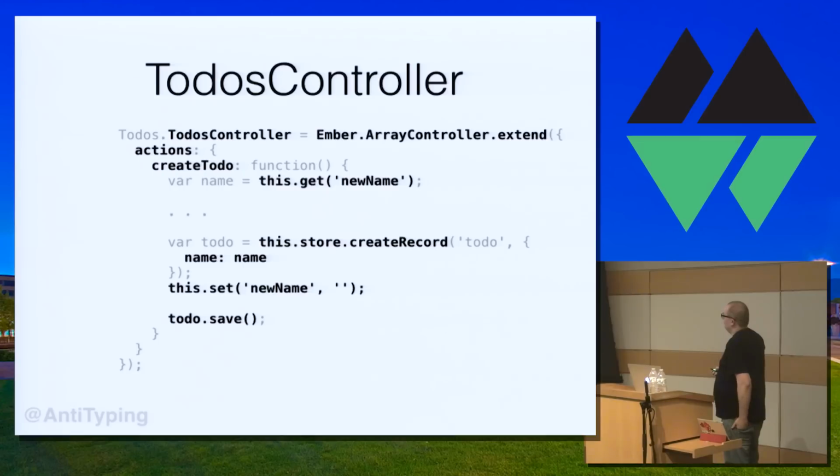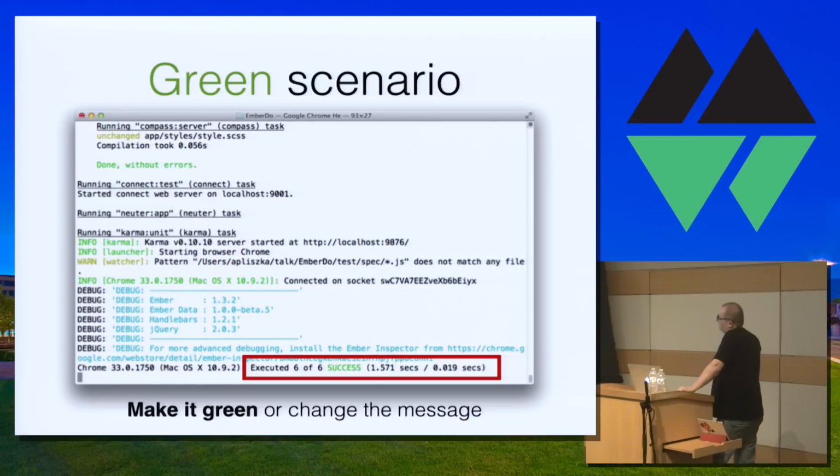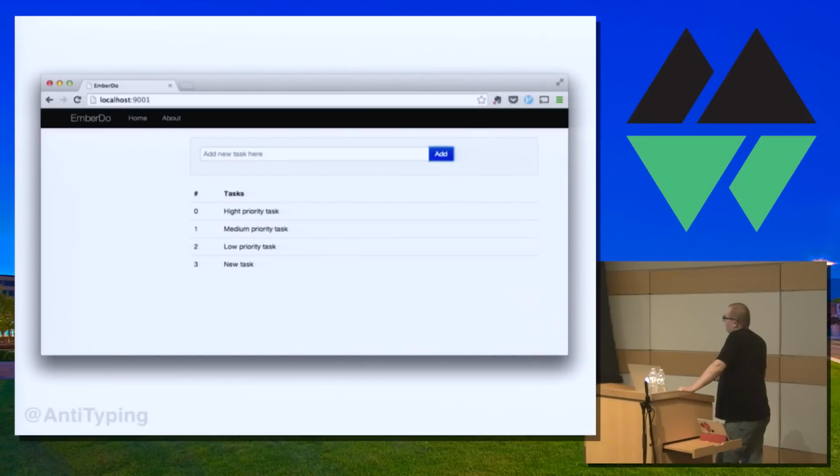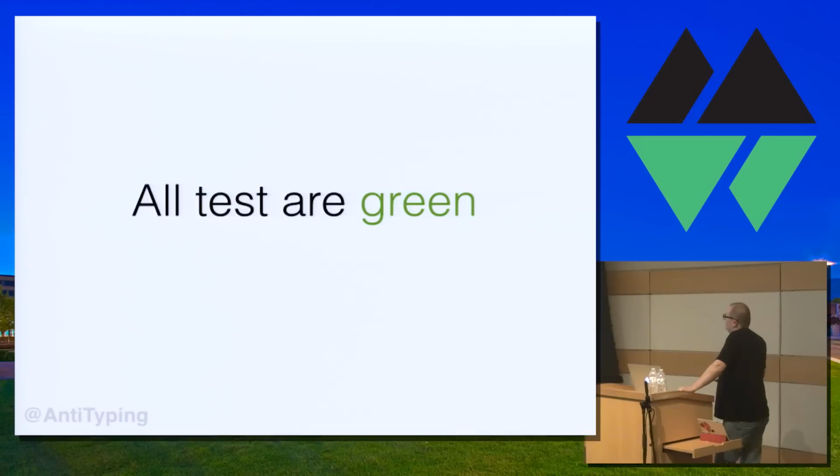So we create the to-dos controller, and in actions, we create the create to-do function, which will get the value, because the text box is actually bound to this value. You can access it using the getter. You can get that value, and you can actually create the record in the store by setting its name here, and then we reset the bound value of the text box to an empty string, and we save the to-do. And now if we save that code, our test is passing. So we went through the whole red-green-refactor process. And now if you test the application, you can add a new task. So all tests are green.